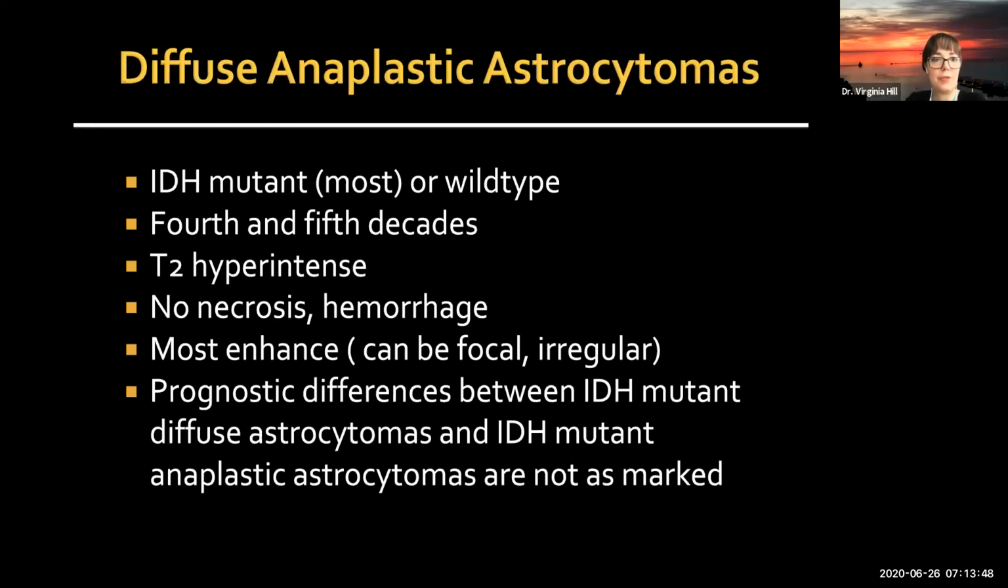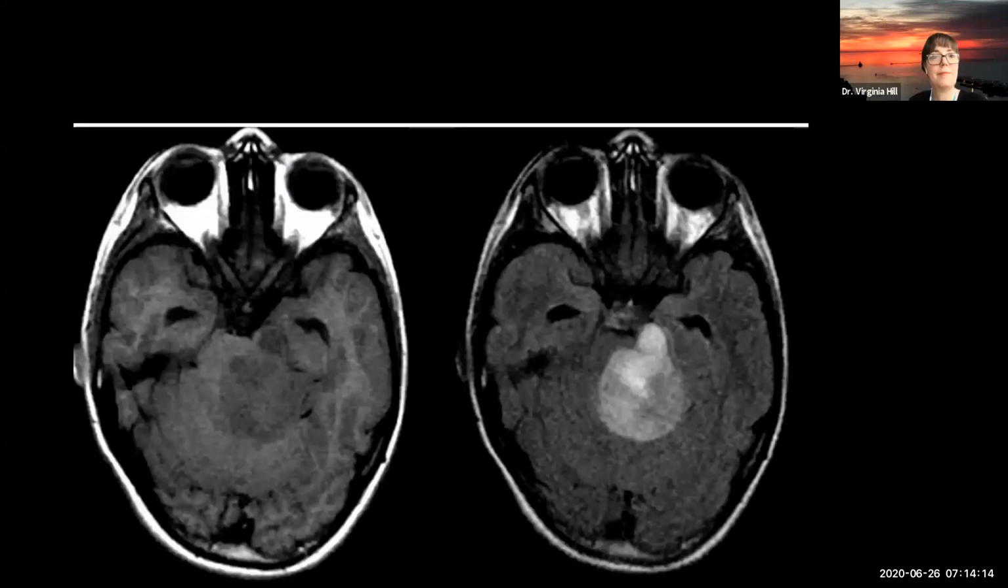Diffuse anaplastic astrocytomas are mostly IDH mutants. In fact, we'll just say, since the cIMPACT-NOW updates, they're IDH mutants. 4th and 5th decades of life, T2 hyperintense lesions, no necrosis or hemorrhage. Most of them enhance. They can be focal and irregular. The prognostic differences between IDH mutant diffuse astrocytomas and IDH mutant anaplastic astrocytomas are not as marked.